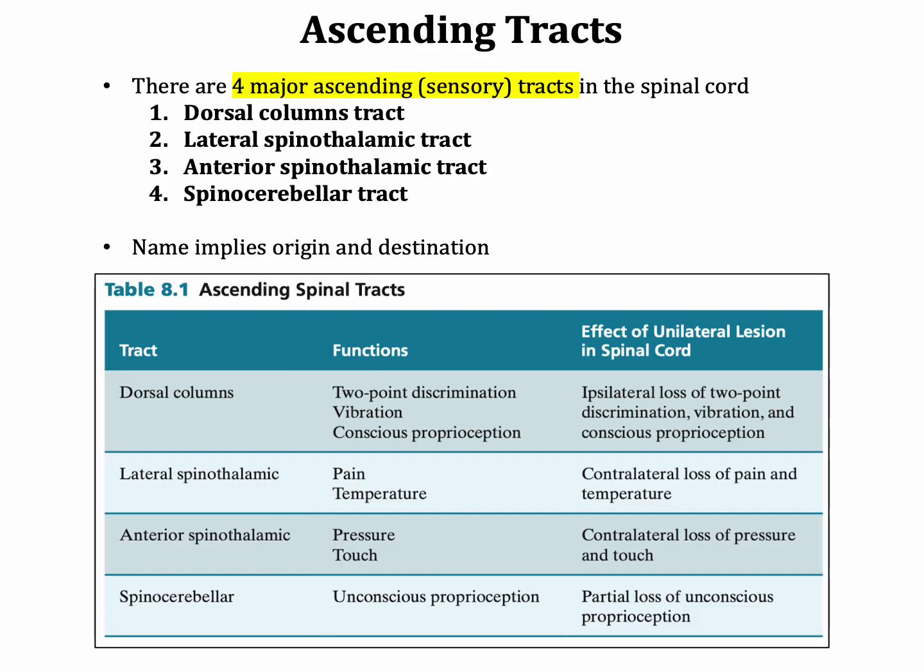There are 4 major ascending sensory tracts in the spinal cord. There's more than this, you can get much more specific, but to keep it pretty brief, we're going to really just refer to these 4 major ones. So we have the dorsal columns, we have lateral spinal thalamic tracts, anterior spinal thalamic tracts, and spinocerebellar.